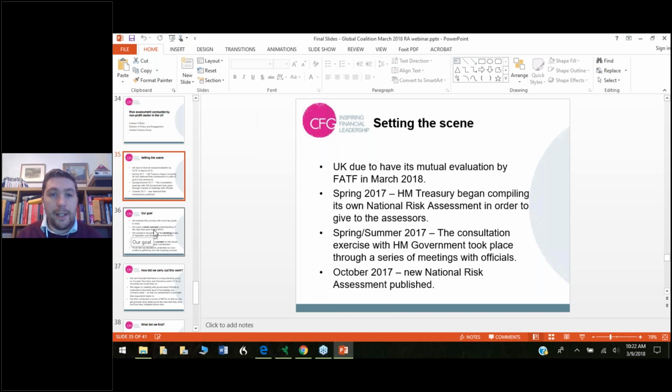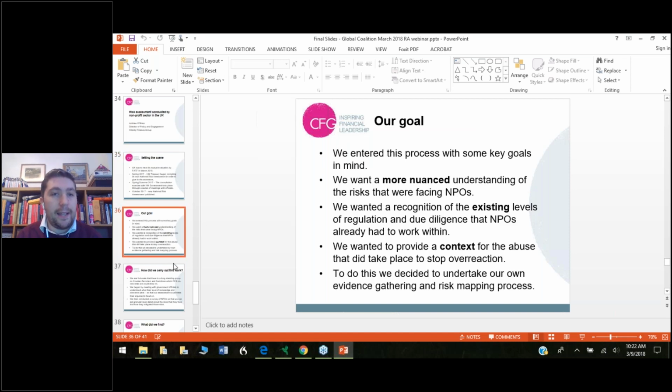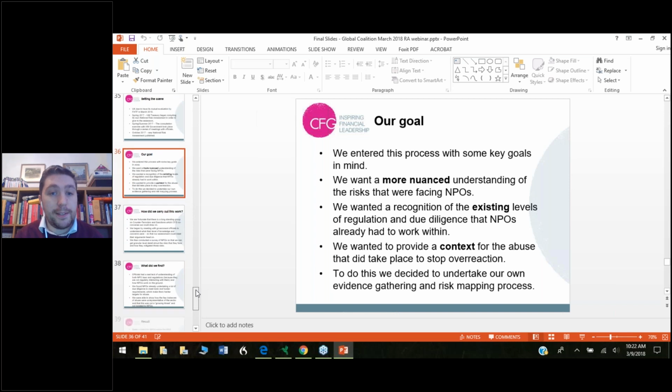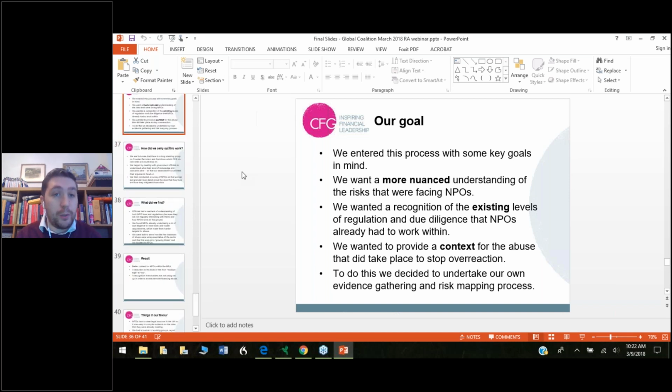So if we go into the next slide, again, as I said, I'm from an umbrella body, so I'm effectively a lobbyist, and how I approached this was, what did we want to get out of this from our members' perspective, but from the wider NPO sector's perspective. So when I discussed that with our colleagues in the sector, what we came up with was a kind of list of priorities. The first was we wanted a more nuanced understanding of the risks facing NPOs. One of the great things about the change to Recommendation 8 was that it reinforced the fact that the whole sector is not the same, and not all organisations should be considered high risk just because a few organisations might pose a higher risk.